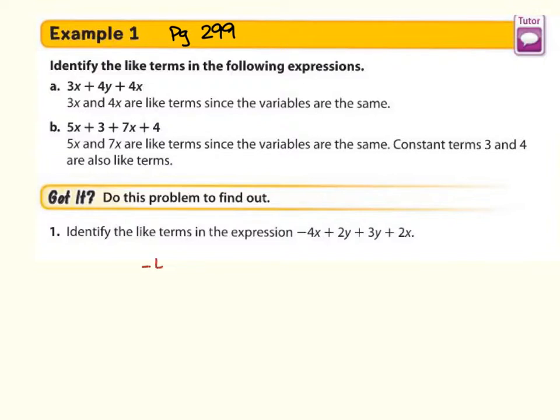So the negative 4x is one term that can be combined with the positive 2x, okay? And then you have the positive 2y that can be combined with the plus 3y. So those are your like terms. That's all you had to do for this problem.